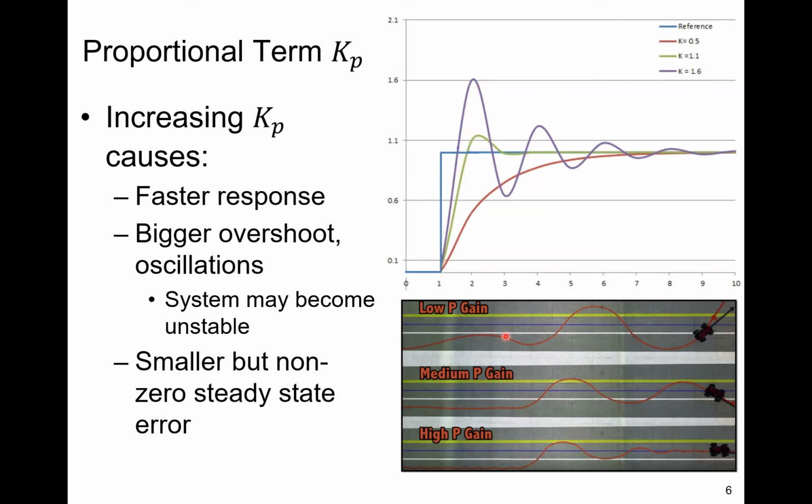But if it's too small, say K equals 0.5, the red line, then you don't have overshoot, but you converge to the steady state very slowly. Your system is very sluggish. So K equals 1.1, the green curve, seems to be the best trade-off between performance and stability.